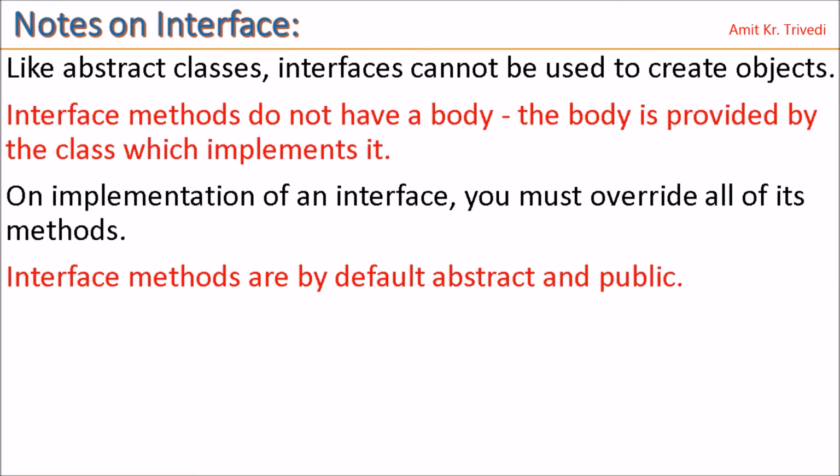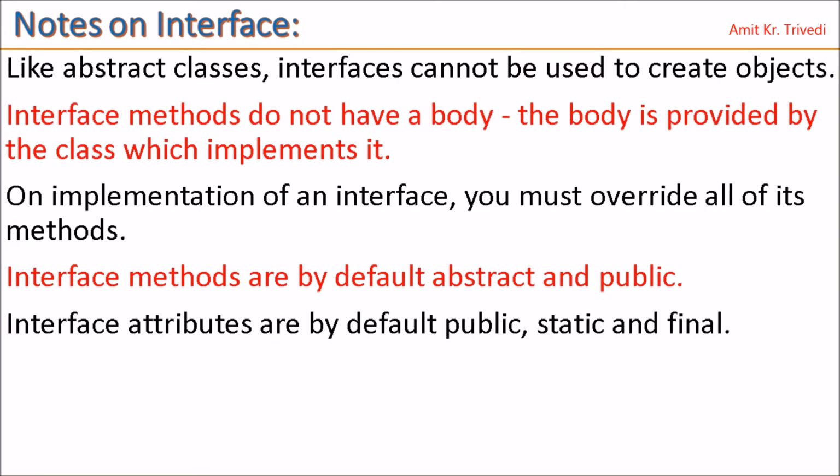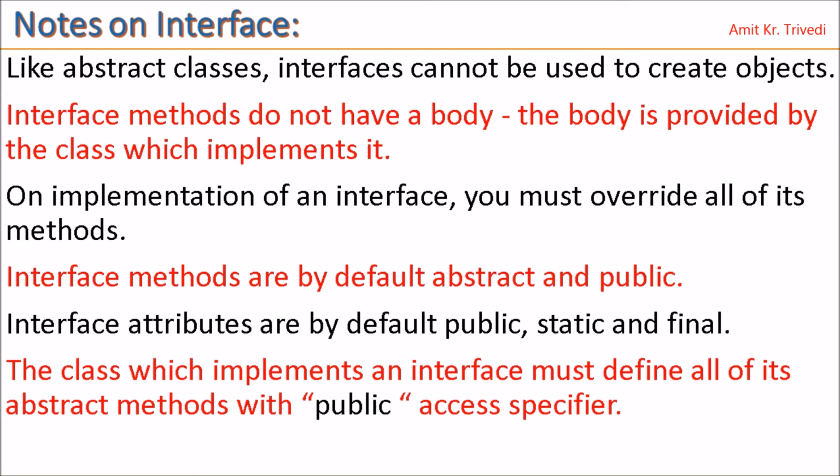Interface methods are by default abstract and public. Interface attributes are by default public, static, and final. The class which implements an interface must define all of its abstract methods with the public access specifier. In case of an abstract class, it is optional, you can skip this specifier. But in case of an interface, when you implement a method of the interface, you must use this public specifier.